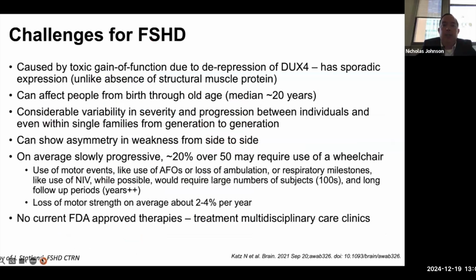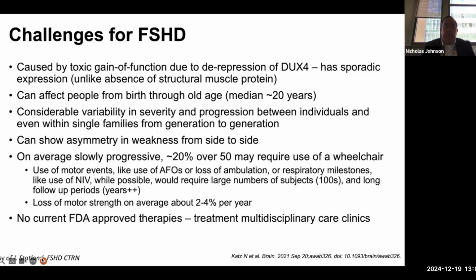All right. So as I said, what are the challenges for FSHD? It's caused by this toxic gain of function due to de-repression of DUX4, and it's sporadic. I think, for some of you on the call, you may recall, like, hey, I woke up one day and my shoulder really hurt, and the next couple weeks I just noticed it was so much weaker. That's telling you that DUX4 is being expressed in that area. But that doesn't happen all the time, and sometimes it's not so obvious.